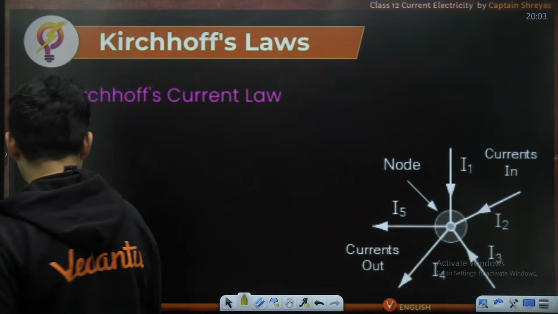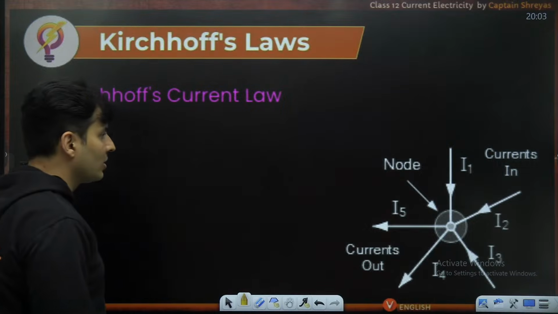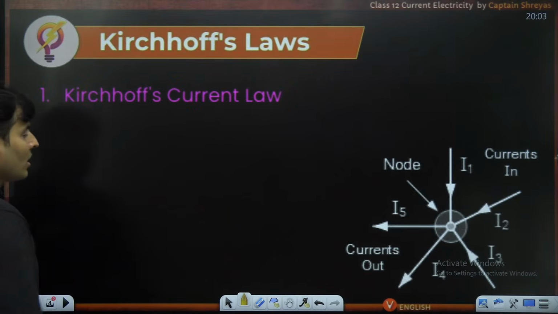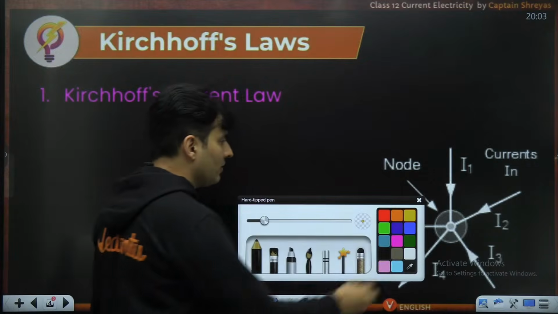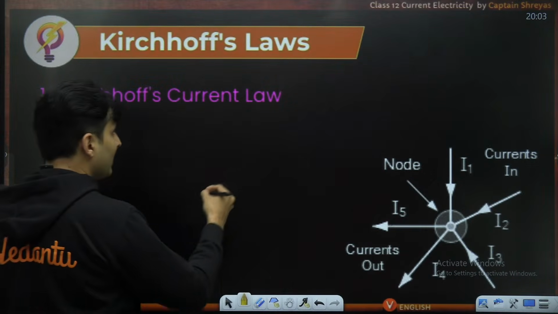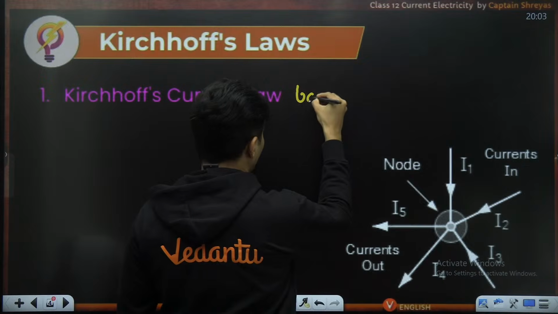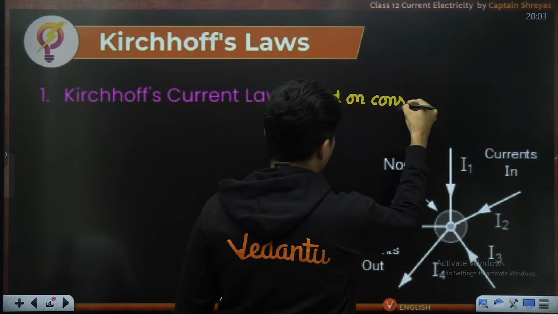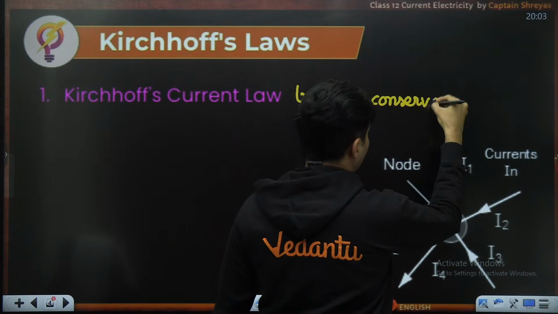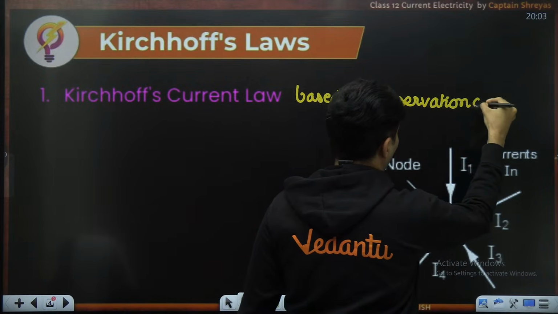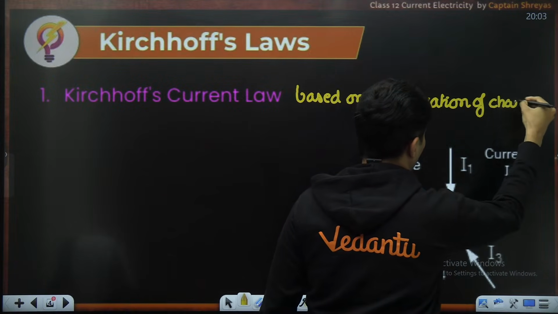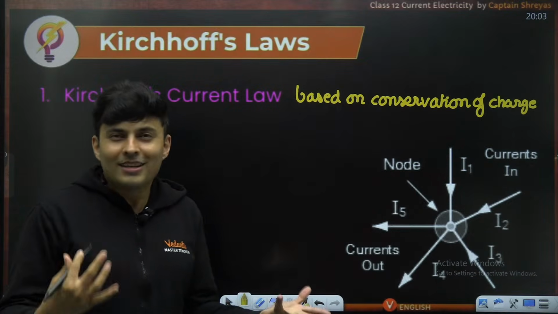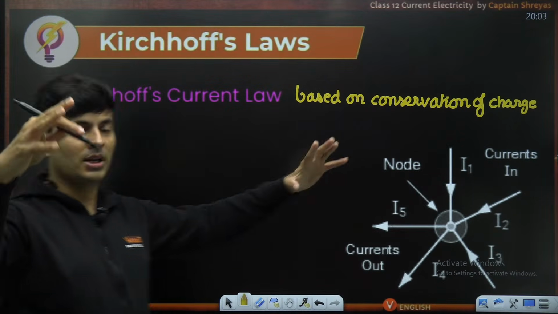So let's begin with a lecture, and let's start with Kirchhoff's current law, and then we will go to Kirchhoff's voltage law. Okay, so starting off with current law, the Kirchhoff's current law is based on the conservation of charges. Charge is conserved, it cannot be newly created, or existing can't be destroyed.